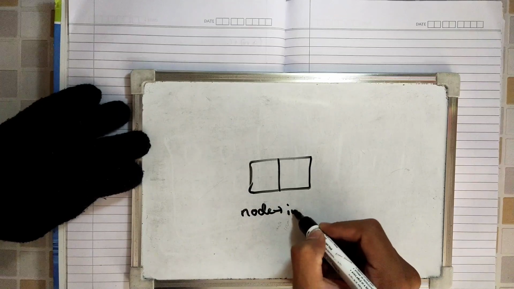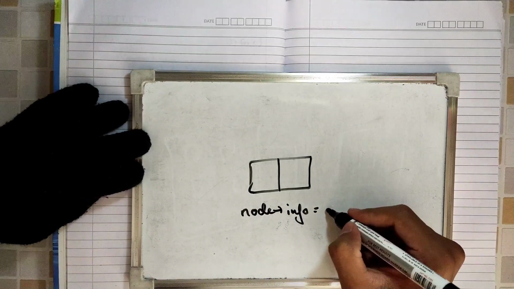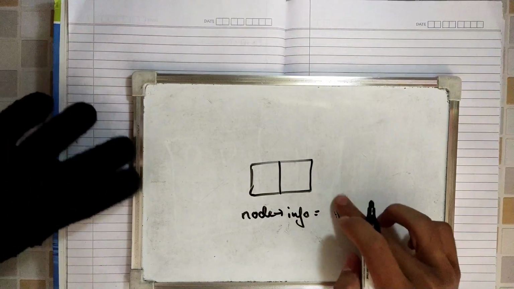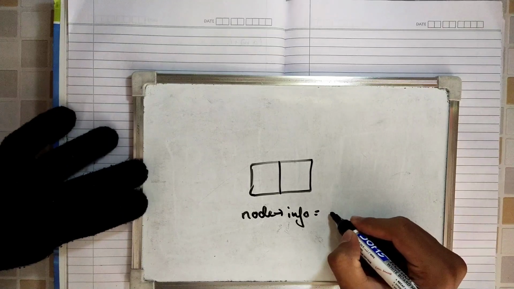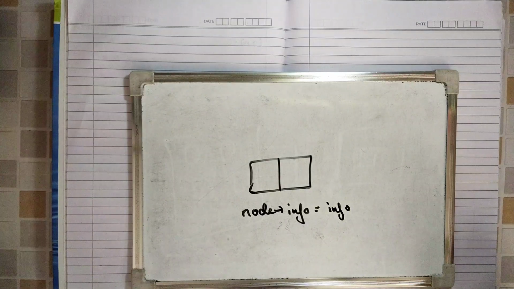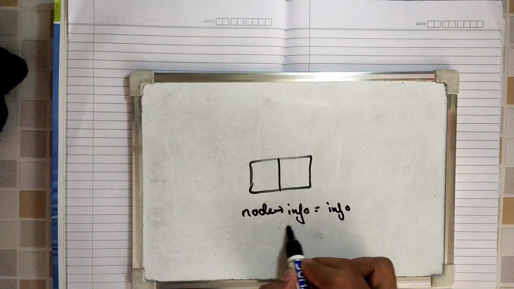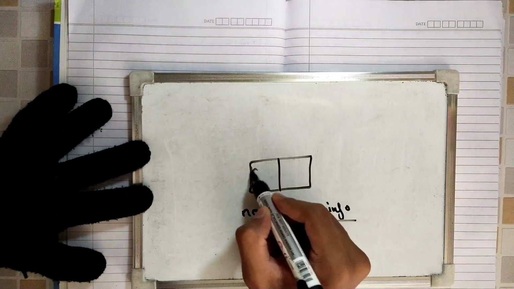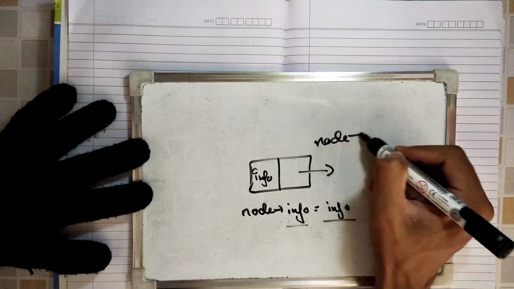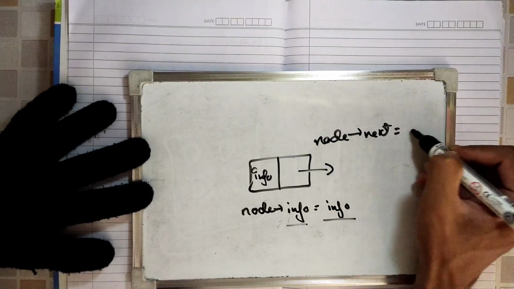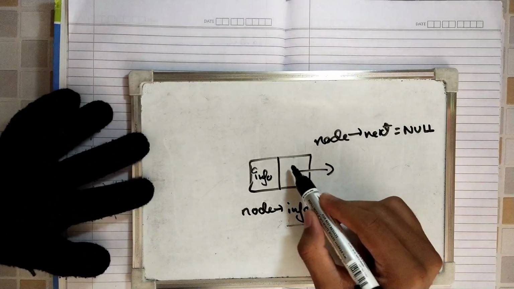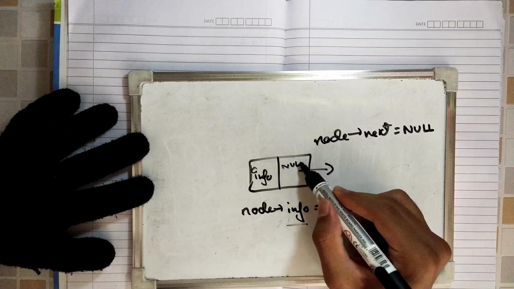Node of info is equal to info. Or let me say, int item, or else, okay, node of info is equal to info only, like that. If it is the same, it will be easy to write, because what is there here should be the same here. So here info will go, then node of next, this node of next also I have to write, is equal to null. Always remember, whenever you create a new node, this field should be null.